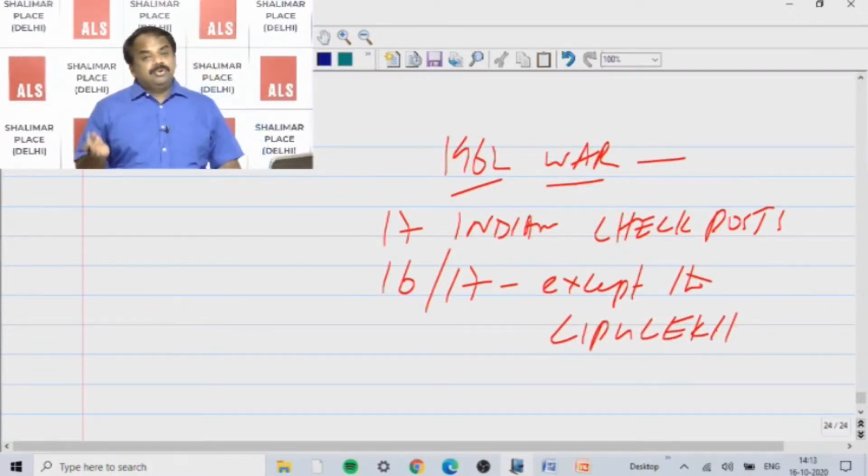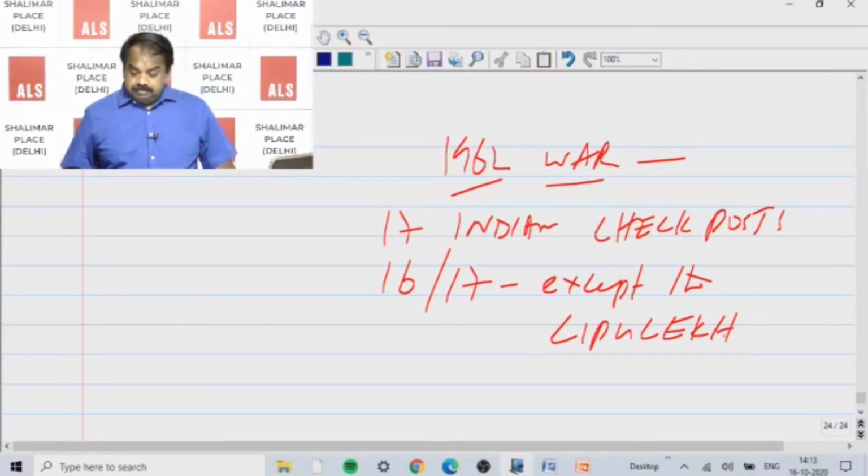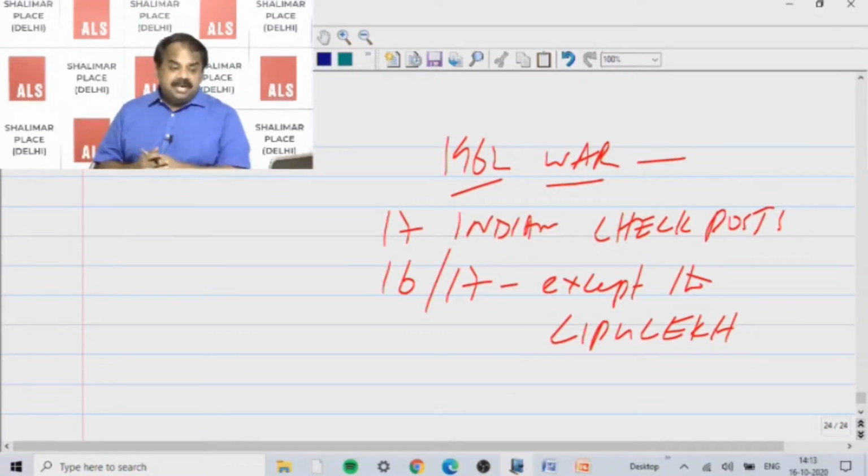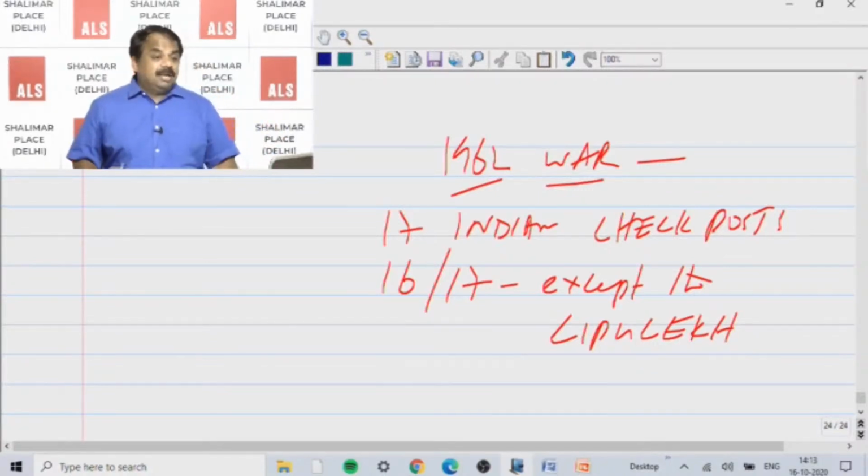Okay, India withdrew 16 out of 17 checkposts, except the Lipulekh and Kalapani checkpost, which was not removed. 16 out of 17 we withdrew. So the Nepali argument is, if it is India's territory right from the beginning, if there is no confusion, why did you take the permission of Nepal while setting up?